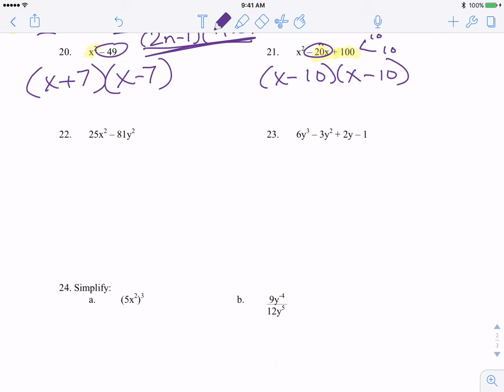22 is a difference of two perfect squares, just very similar to 20. So the square root of this first term is 5x, plus the square root of the second term is 9y. And then I have square root minus square root.